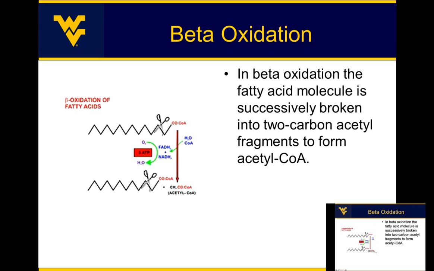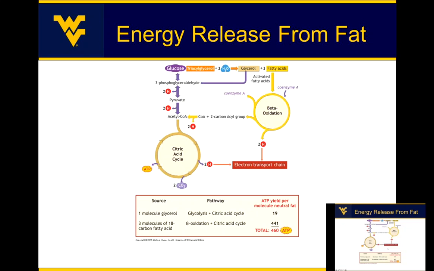Why do you do that? Because you're converting those two carbon fragments into acetyl-CoA. Remember, it's the same molecule that we got from pyruvate, the two carbon, and that goes into the Krebs cycle or the citric acid cycle. So this is just showing the interplay between glucose and triglyceride.